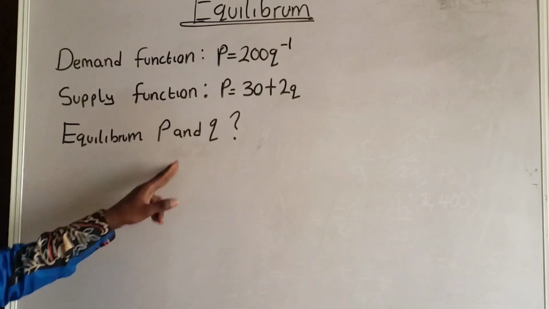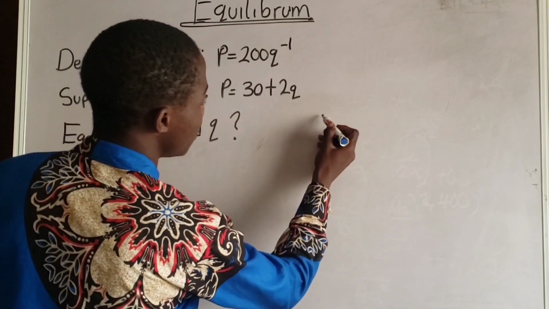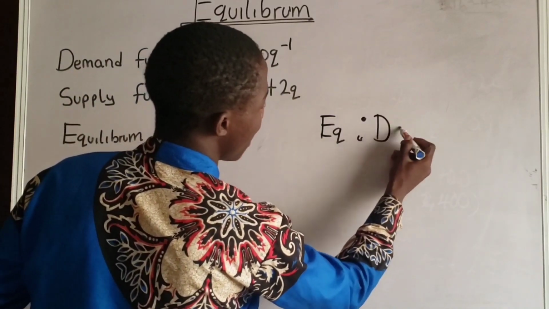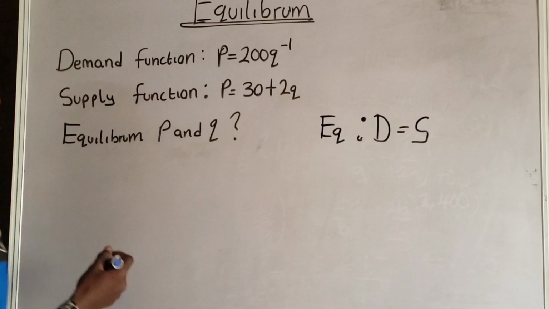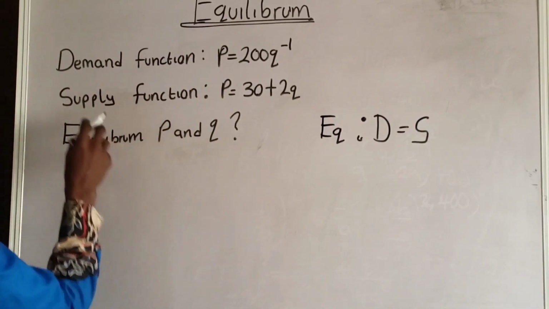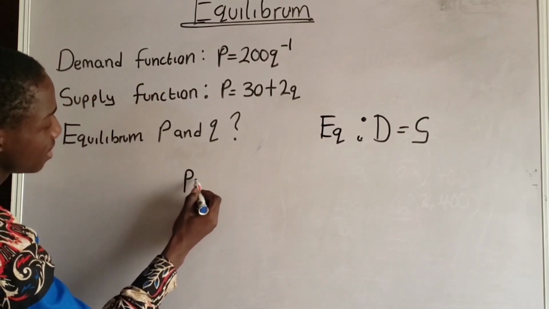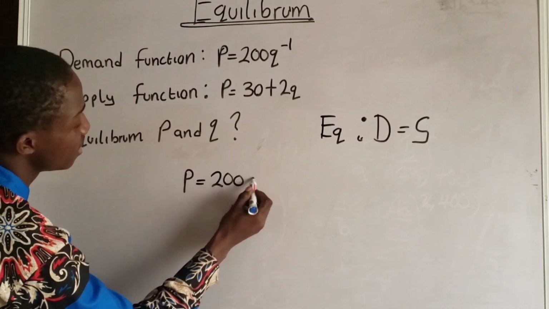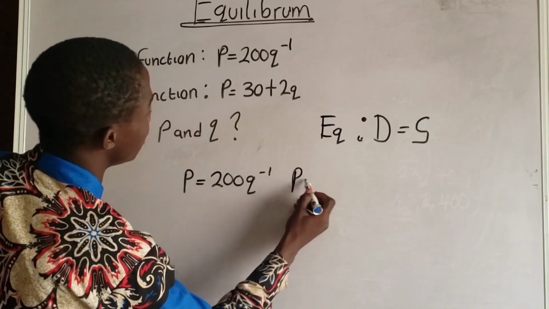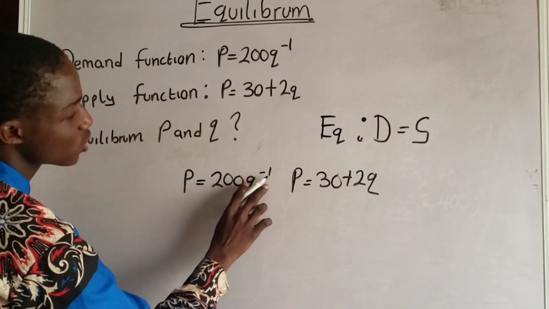To calculate the equilibrium price and quantity, I want you to note that at equilibrium, the demand function is equal to supply. In that case, the supply function is this and the demand function is P equals 200Q raised to the power of minus 1. So I'm going to set the demand function equal to the supply function. So we are going to equate 200Q raised to the power of minus 1 and 30 plus 2Q.